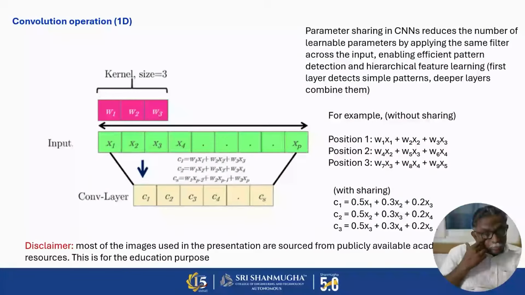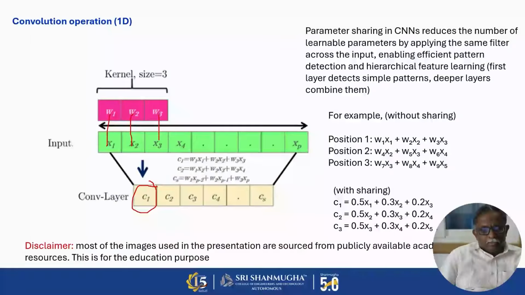So what is the convolution operation? Convolution operation is basically applying a filter on the input layer, or input image. Here x1, x2, x3, x4 are the inputs, and w1, w2 are the filter or kernel weights. When you slide over the input, we get the convolution layer. When you have x1, x2, x3, it will be multiplied with w1, w2, w3, so c1 is basically the sum of these multiplications.